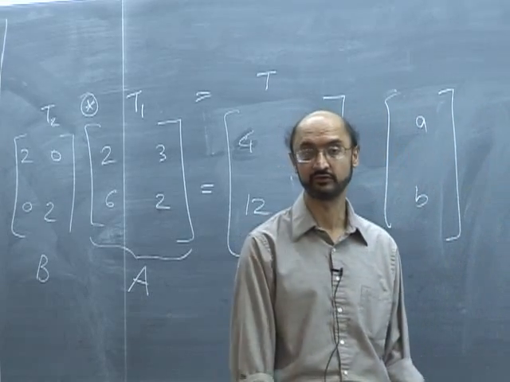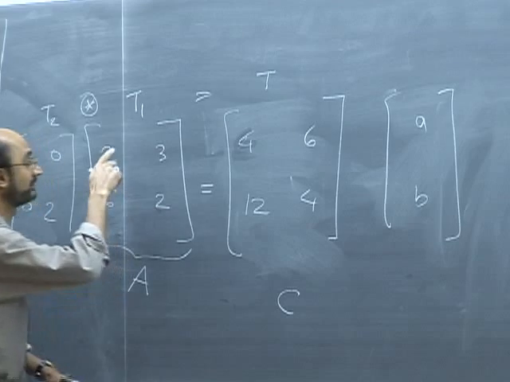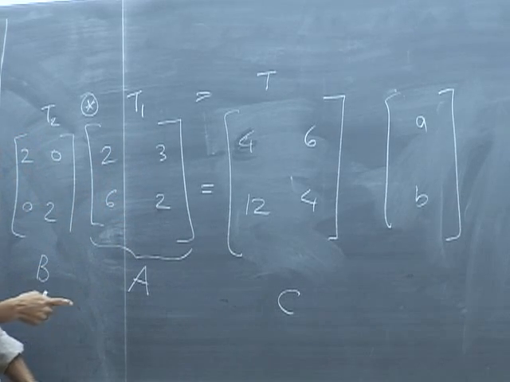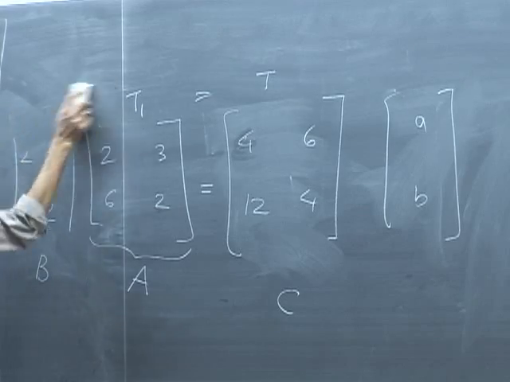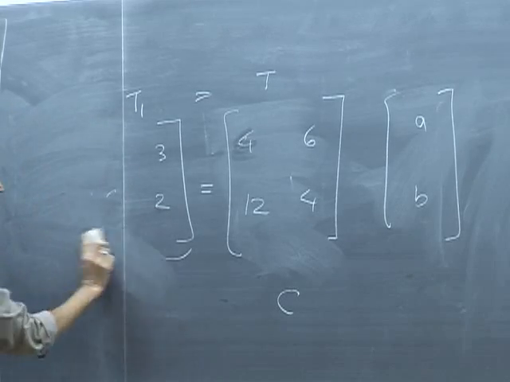In general, transformations do not commute. So it is important that it's BA and not AB. If you do AB, you get something else. All right. So I want to now focus on a specific kind of transformation, and then we'll take a break.